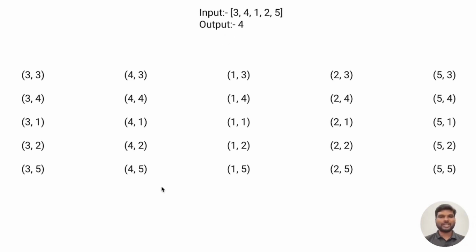So the pair which generates the maximum distance is this one, 3 5. The index of 3 is 0, the index of 5 is 4, and A of j, meaning 5, is greater than or equal to 3, right? So what's the difference? 4 minus 0, which is equal to 4.